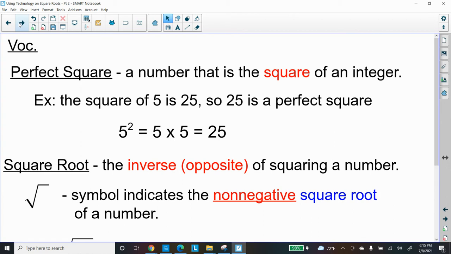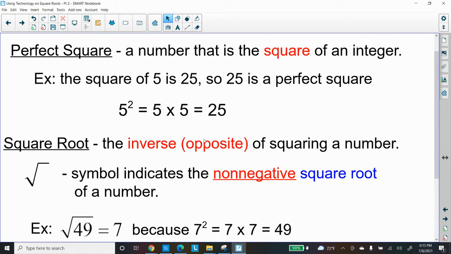Perfect square we mentioned before. It's a number that is the square of an integer. For example, the square of 5 is 25, and 25 would be a perfect square, by the way, because 5 squared means 5 times 5 equals 25.